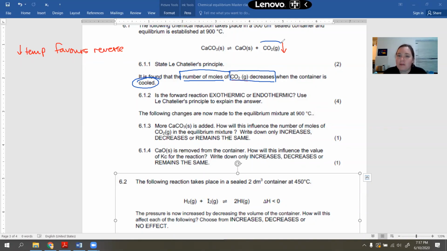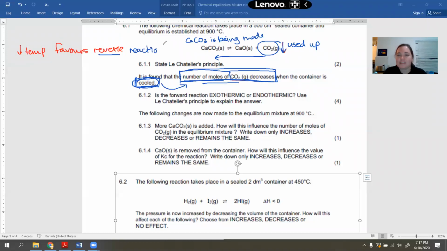The fact that the carbon dioxide goes down tells us that it is being used up. If the carbon dioxide is being used up, it is because the calcium carbonate is being made. So you need to realize with this question that the disturbance is the cooling of the container and the decrease in temperature. It isn't that the number of moles of carbon dioxide decrease. The decrease in carbon dioxide tells us that the response to the temperature decreasing is that the reverse reaction is favored. Does that make sense?